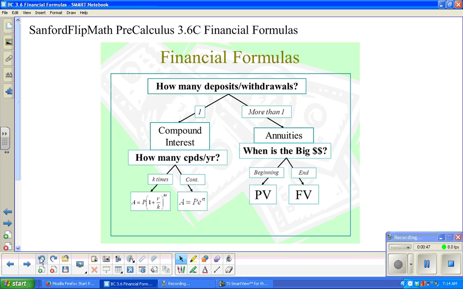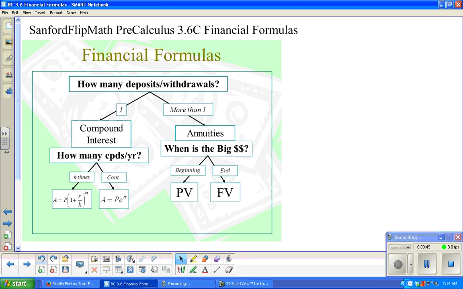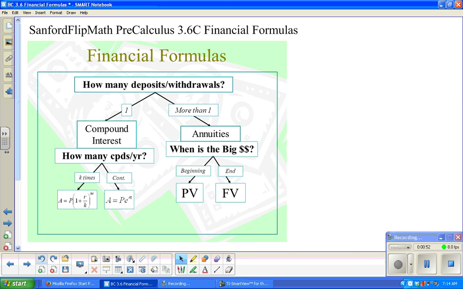What we're talking about now is a multiple payment situation, a regular payment, so monthly payments, weekly payments, bi-weekly payments, annually, whatever. And then the problem is that we have more than one.